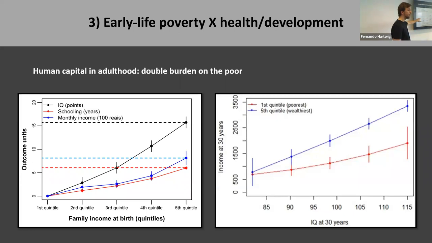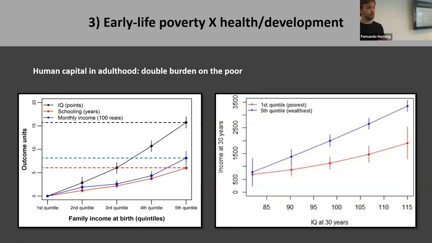So here's the same figure that I've shown before. And the figure to your right is a very interesting figure. The red line in the figure to the right corresponds to the poorest subset of the population, and the blue line corresponds to the wealthiest subset of the population. What am I showing here? I'm showing the association between the IQ that you have at age 30 on the x-axis and your income at age 30 on the y-axis.